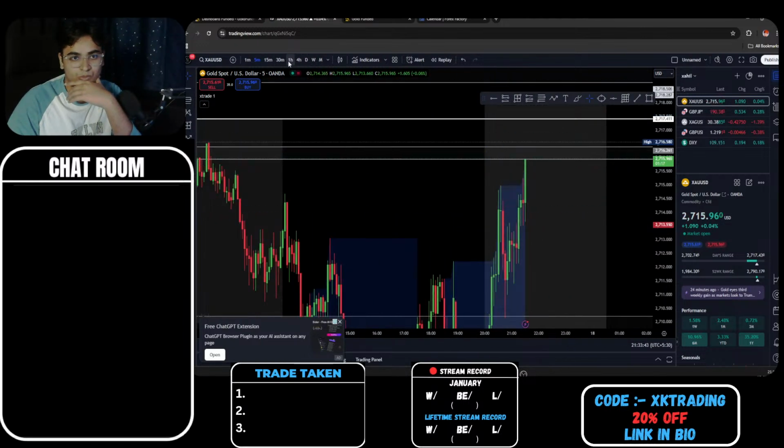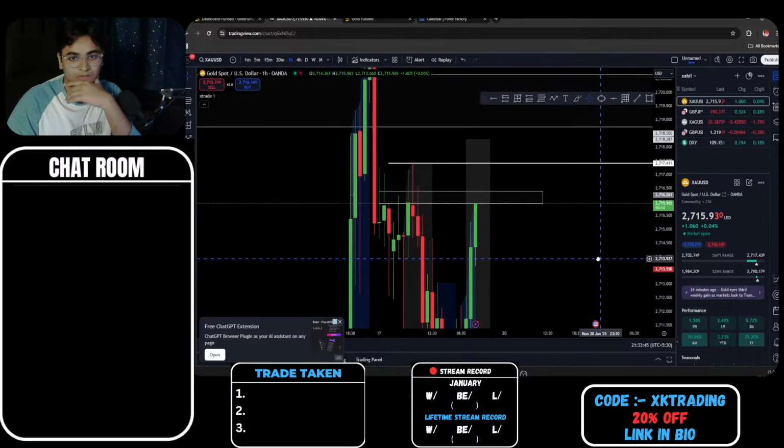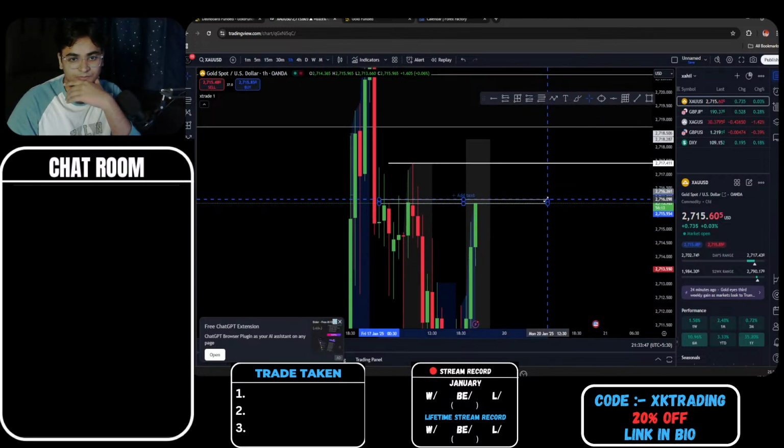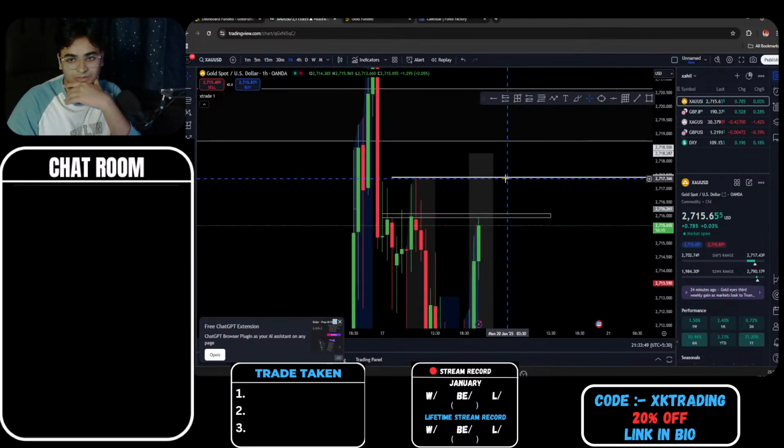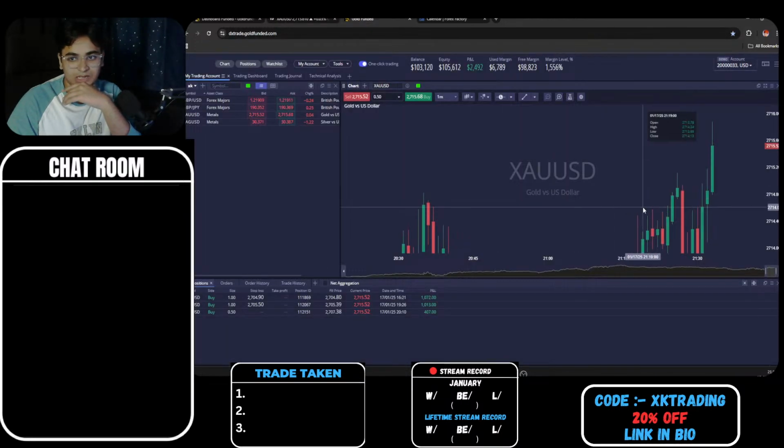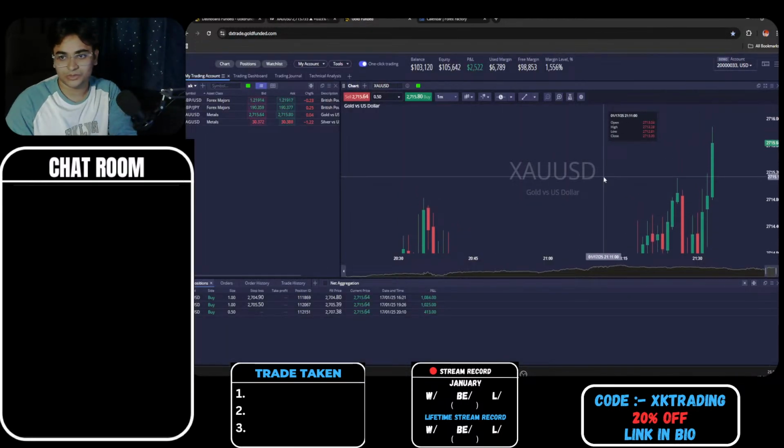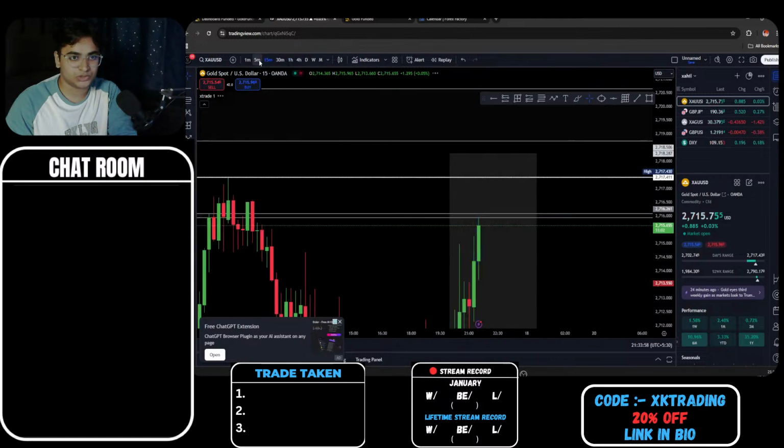Now checking 1 hour again, how much further we can move up in this trade. If we break above, then the next step is 2717, and that's just hard to tap into. But let's see, because price is looking strong at this point.